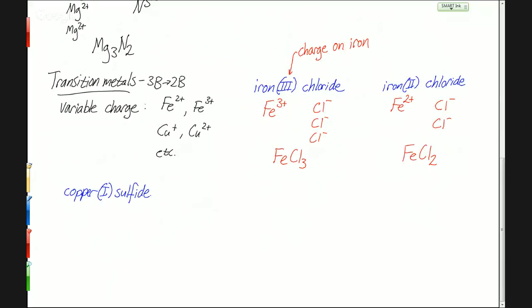Try copper 1 sulfide and titanium 4 oxide. And if you don't know these names, if you don't have a periodic table handy, copper is Cu, sulfide is S, titanium is Ti, and oxide is O. So see if you can find the charges and then put the compound together so that there is a neutral compound.